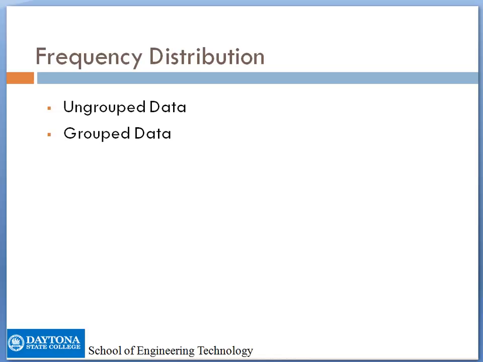Now, this data can be discrete or could be continuous. Discrete as an attribute, or continuous as a variable.